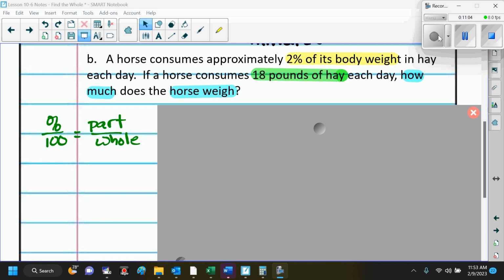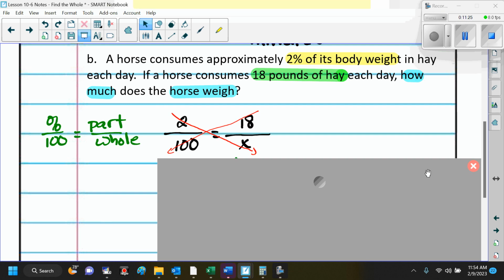Now, with the green highlight and the blue highlight, what's the part and what's the whole? 18. Very good. So the green, the 18 pounds that the horse eats, is the part, and the whole is how much the whole horse weighs. Is everybody with me? All right. So here's our setup. 2 over 100 is equal to 18 over x.